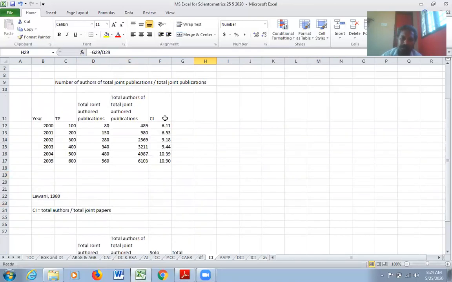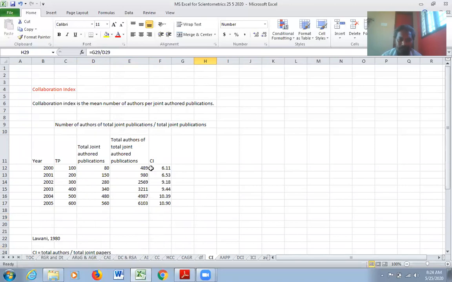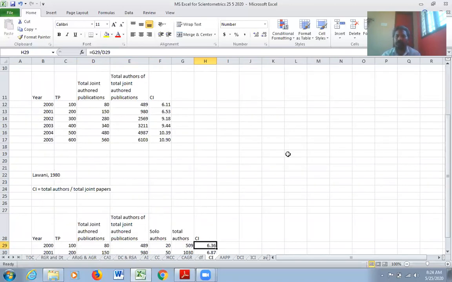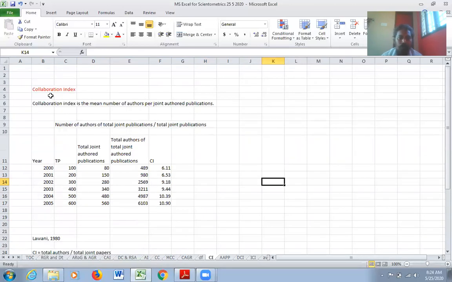Though there is not much difference between this formula and this formula, there is a slight variation which is thought out by Lawani. You can use any one you feel like. I would see both in the literature. This is about collaboration index.